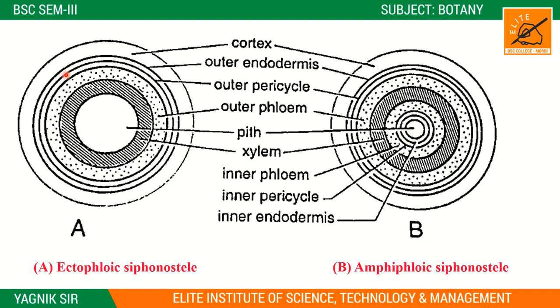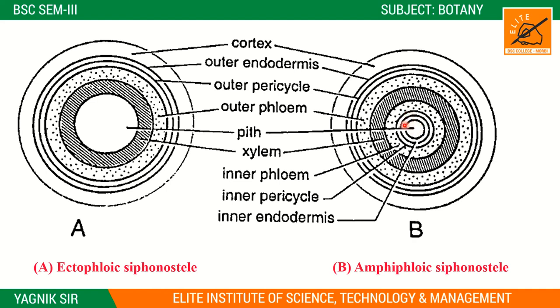So the ectophloic siphonostele has a center part with a pith, and this pith is surrounded by the xylem, and this xylem is surrounded by the phloem, and this phloem is surrounded by the pericycle and the endodermis, and here leaf traces are present, right? And leaf gap is absent. And similarly, the amphiphloic siphonostele has two rings of phloem, pericycle and endodermis.